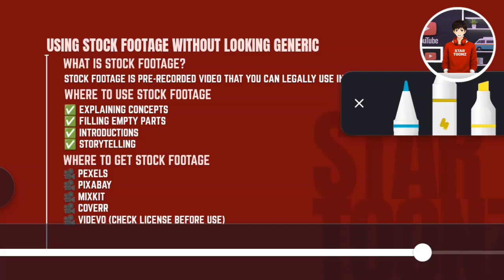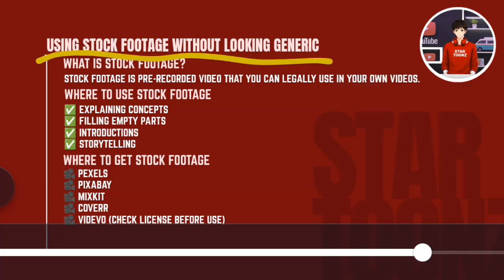Stock footage is one of the biggest advantages for faceless YouTube creators. You don't need an expensive camera or a professional studio to create high-quality videos. Instead, you can use ready-made video clips to support your story. For example, if you're talking about productivity, you can show someone working on a laptop. If you're discussing artificial intelligence, you can show modern technology footage. If you're explaining business growth, you might use office or city scenes.